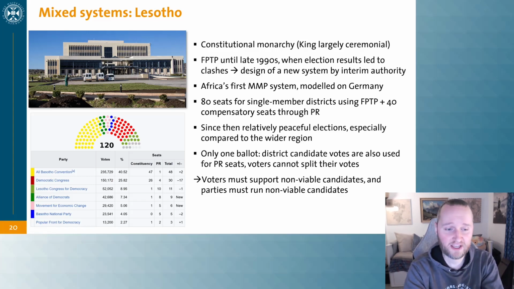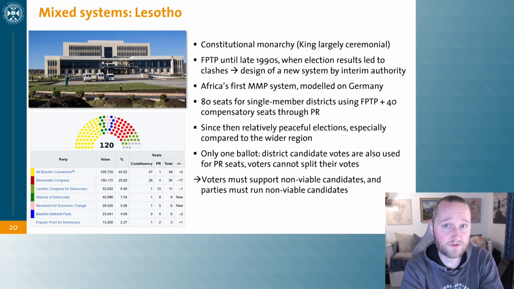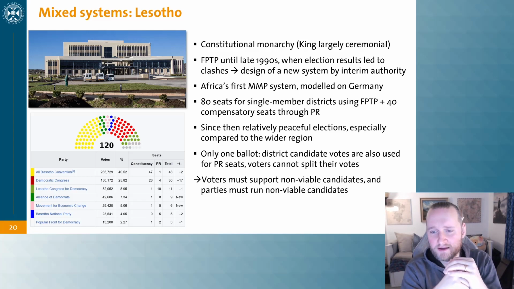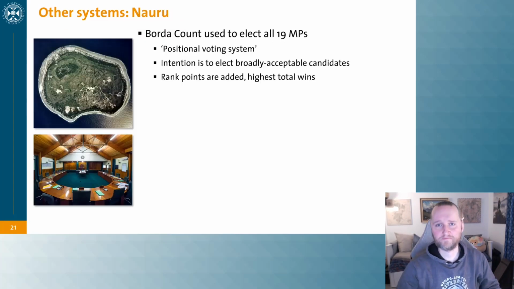So you have to vote for the candidate of the Movement for Economic Change, even though you know they're not going to win their district seat, but you want them to receive your vote so that they get in over the party seats. And of course, that also means on the other side that parties have to run non-viable candidates because that's the only way that they can get votes. So there's still a couple of things that need to be worked out, but generally that is an example of a mixed system that is trying to fix some of the faults with a majoritarian system.